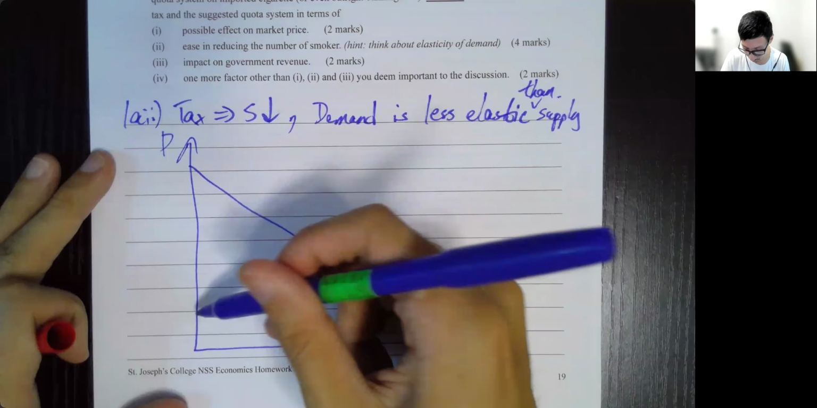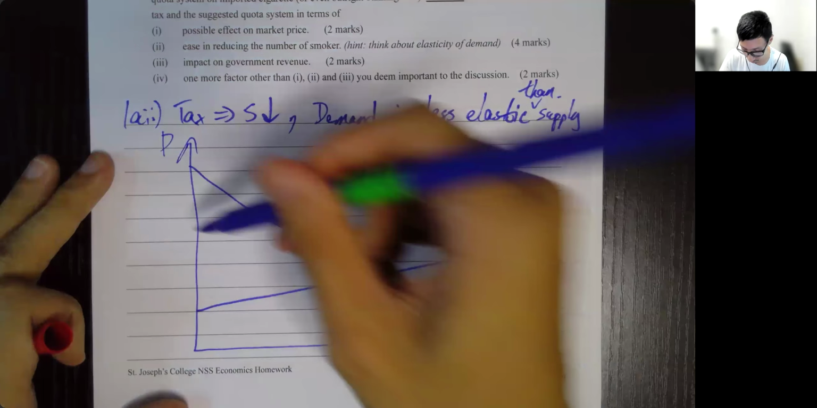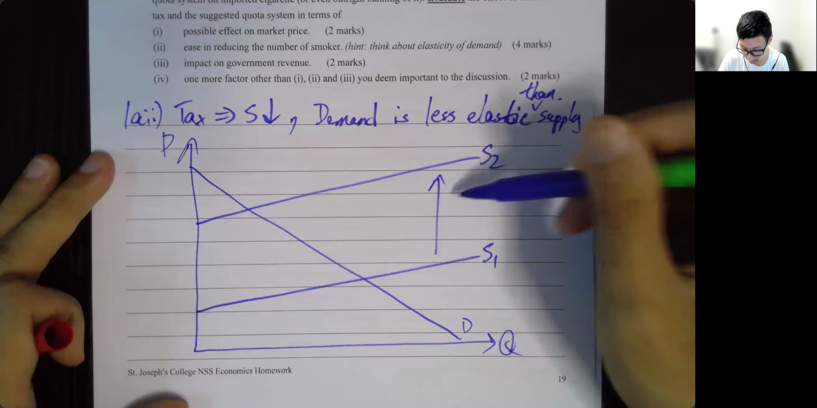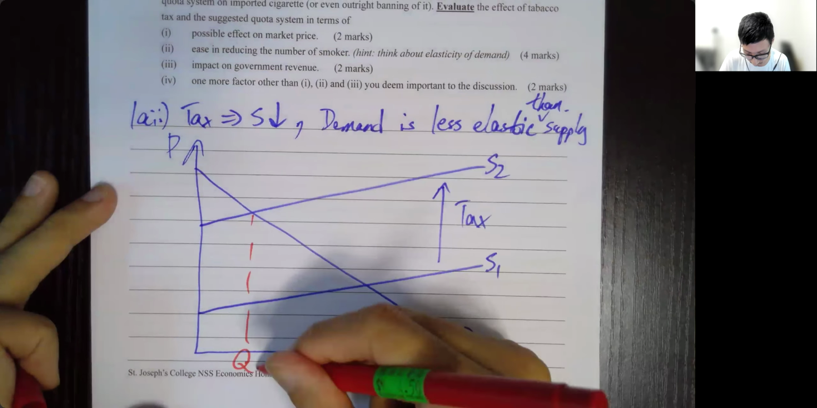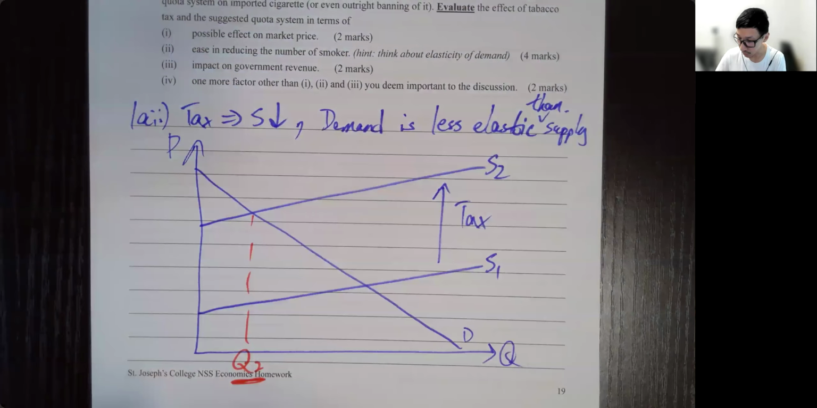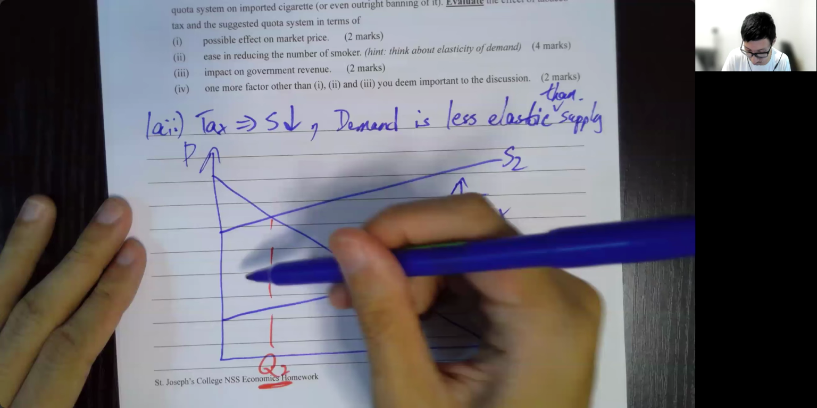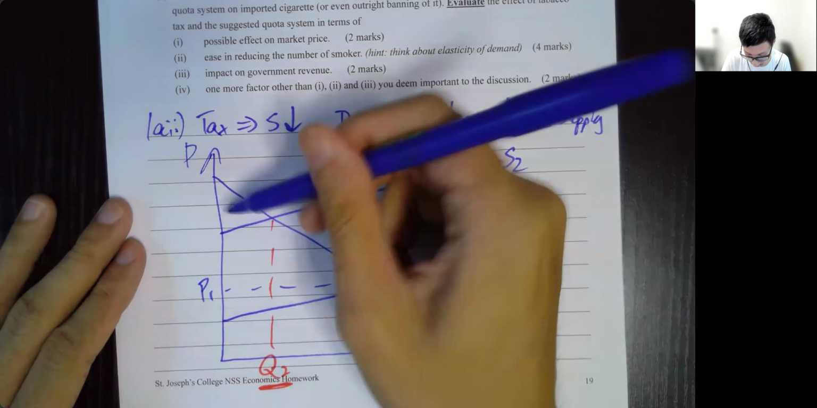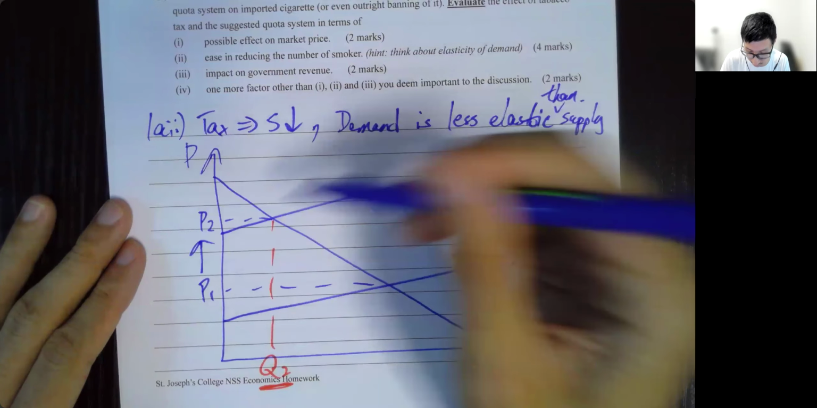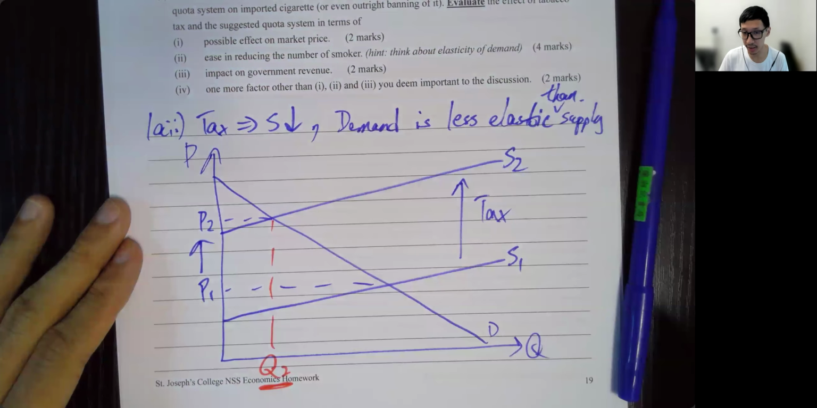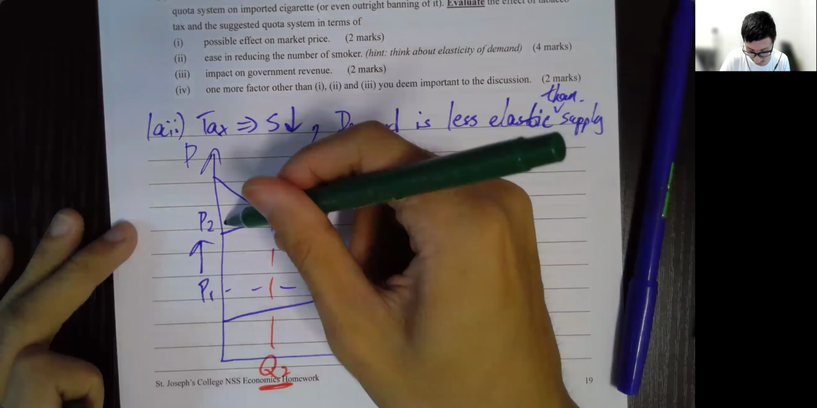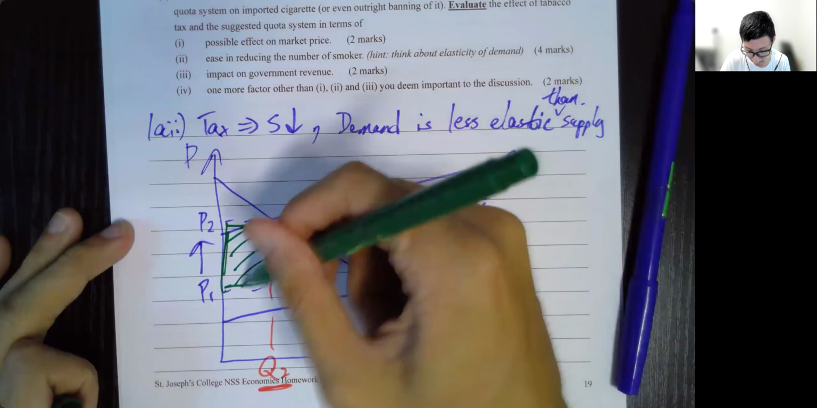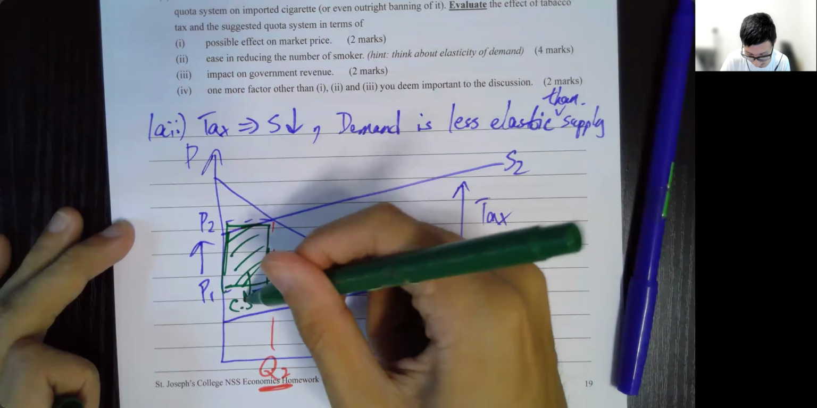This time we have our S1, then we have our S2. This is the tax. Remember, we highlight Q2. Okay, then we also have our P1. We have our P2. You see, a big increase in price. So who will suffer? Obviously, consumer will suffer. This part will be our consumer tax burden.